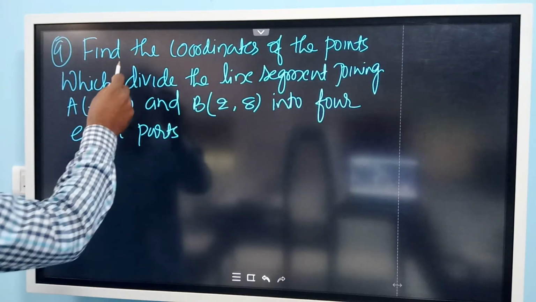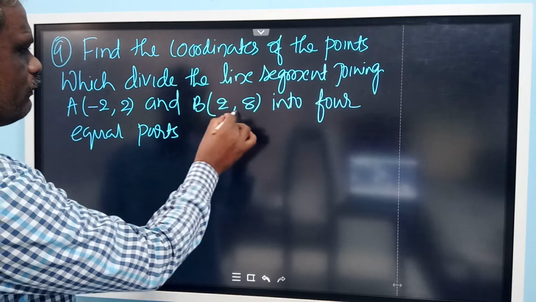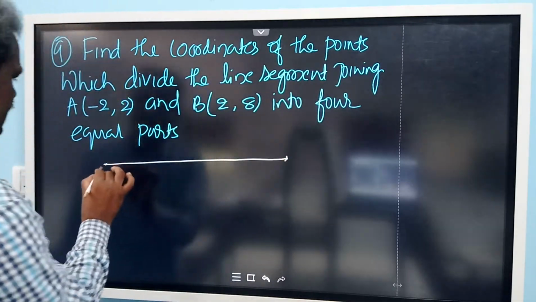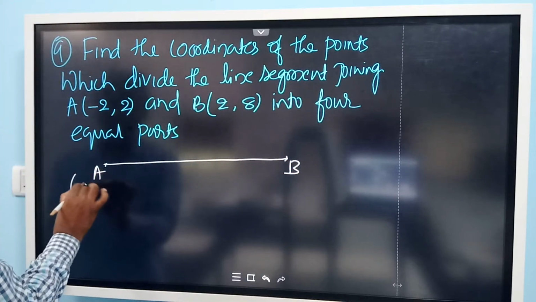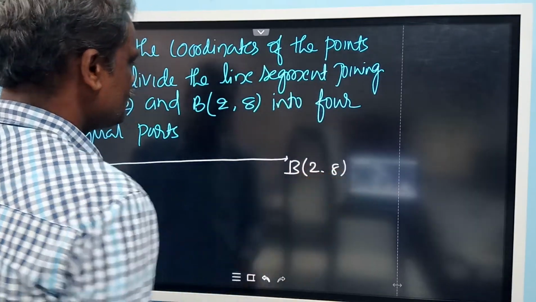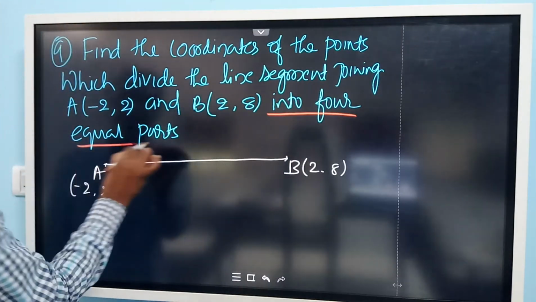The question is find the coordinates of the points which divide the line segment joining minus 2, 2 and 2, 8 into 4 equal parts. So now you can take this is a point A and this is point B. The coordinates are given minus 2, 2. Coordinates of B given 2, 8. So you have to find out the points which divide it into 4 equal parts.